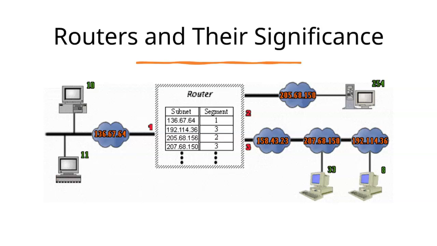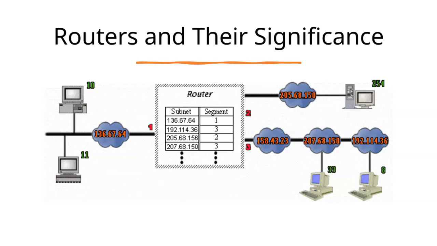Next hop, the next router's IP address along the destination's path. Interface, the router interface through which the packet should be forwarded. Metric, a value that indicates the cost or distance to the destination, for example, hop count or bandwidth.